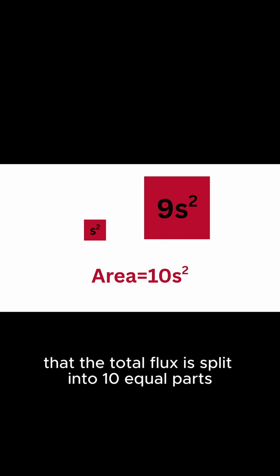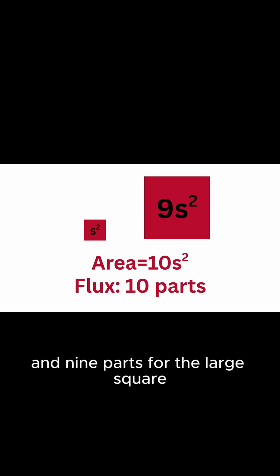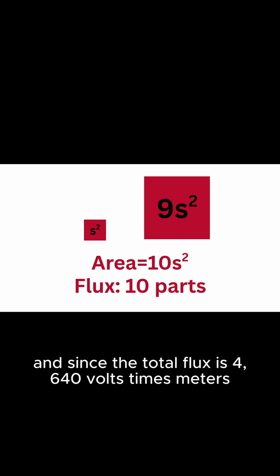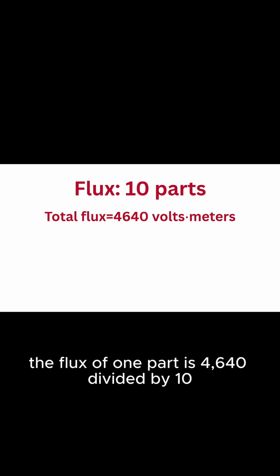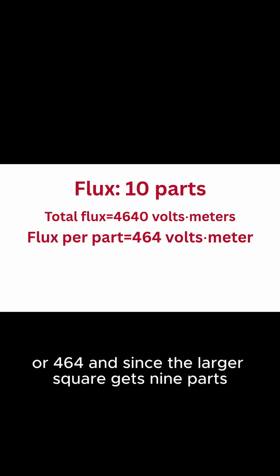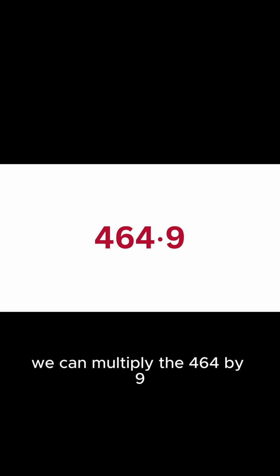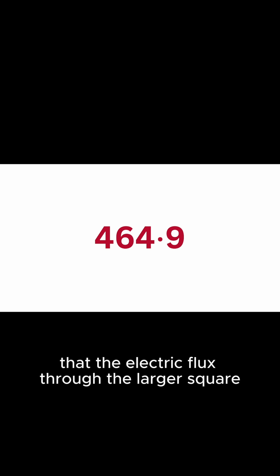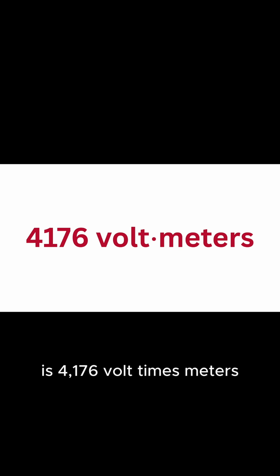This means that the total flux is split into 10 equal parts. 1 part for the small square and 9 parts for the large square. And since the total flux is 4,640 volts times meters, the flux of 1 part is 4,640 divided by 10, or 464. And since the larger square gets 9 parts, we can multiply the 464 by 9 to find that the electric flux through the larger square is 4,176 volt times meters.